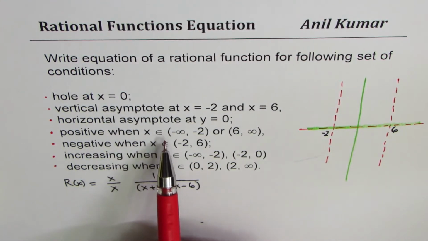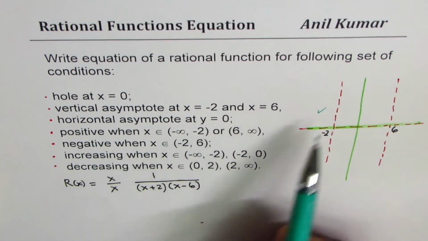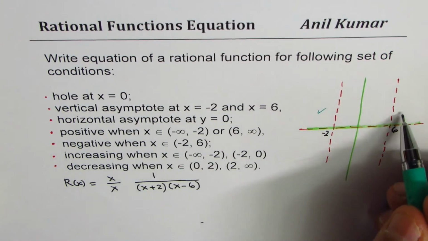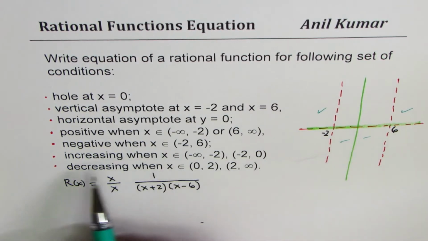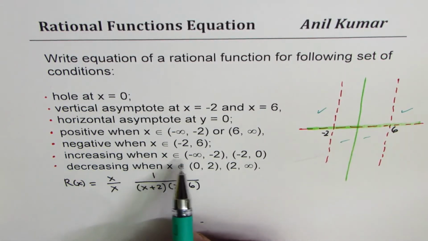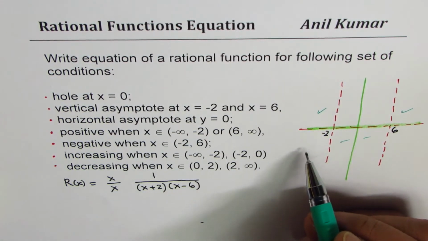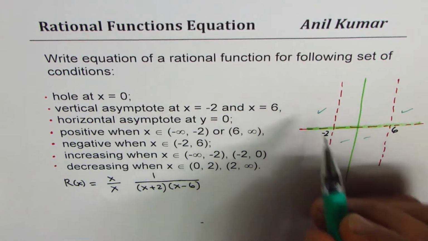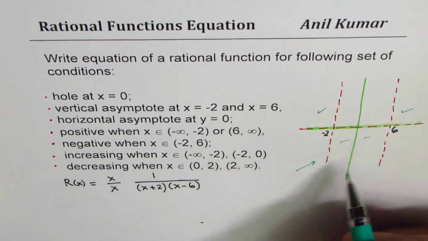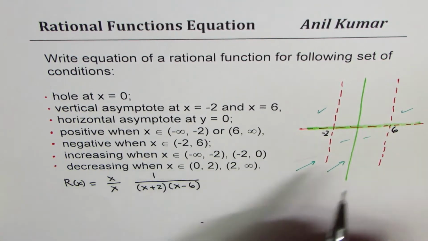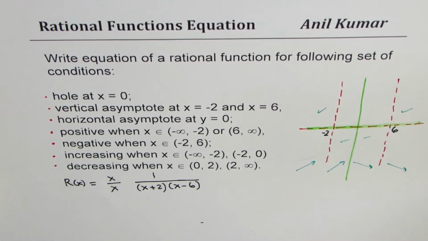Positive when x belongs to minus infinity to minus 2. So this portion, and 6 to infinity. So it's positive here. Negative when it is in between. Increasing when x is from minus infinity to minus 2. So the function is increasing in this interval, so like going up in this interval. So let me draw like this, increasing, and in this interval also it is increasing and decreasing thereafter. Okay, so these are the conditions given to us.